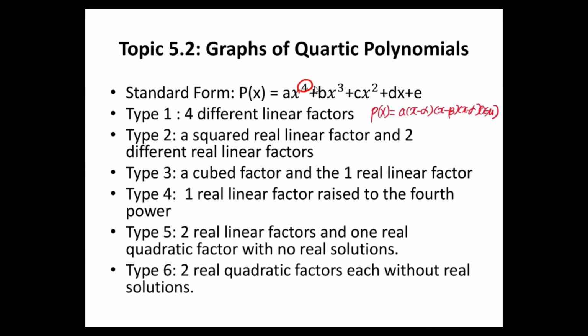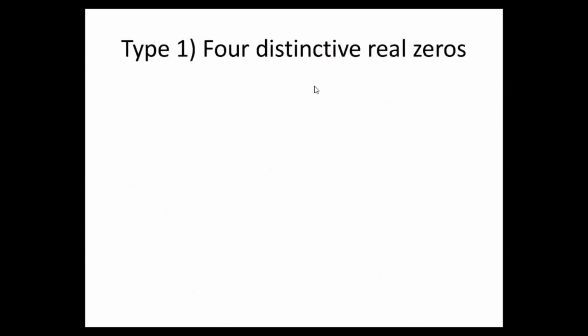The last one is going to be 2 real quadratics, so the discriminants for both quadratic equations are going to be less than 0. So you don't have real solutions. So you are going to have 4 different complex number zeros. So don't worry about it if you don't take it all in. The previous slide is fine. So we're going to go through one by one.